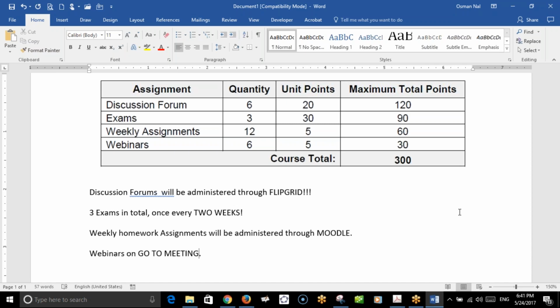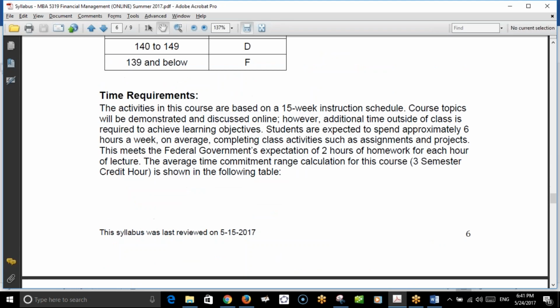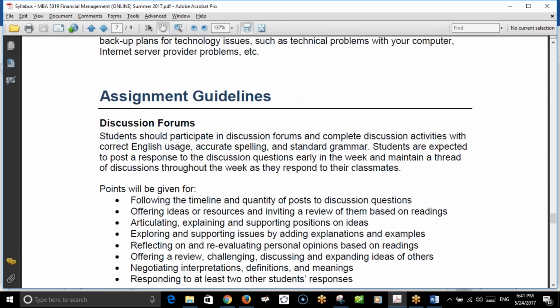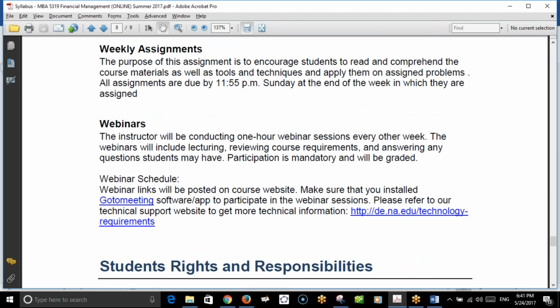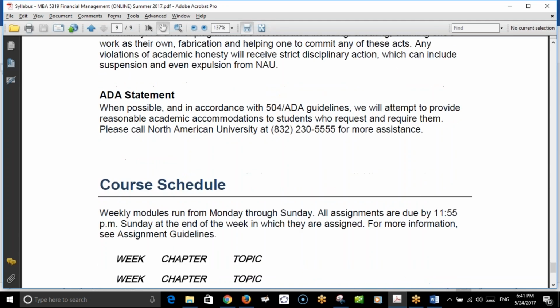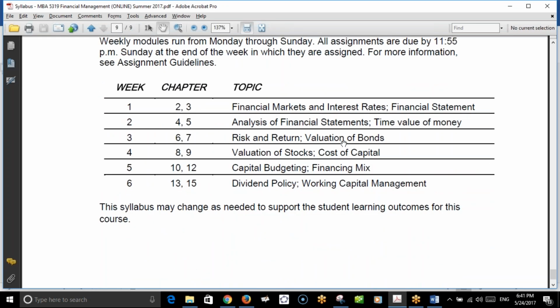Do you guys have any questions? The grading is obvious, right? So the grading is there. Let me go back to the syllabus. Once we are done with the grading part, you can read the syllabus on your own later on. Let me show you the schedule. That's the schedule, so make sure you understand this schedule.